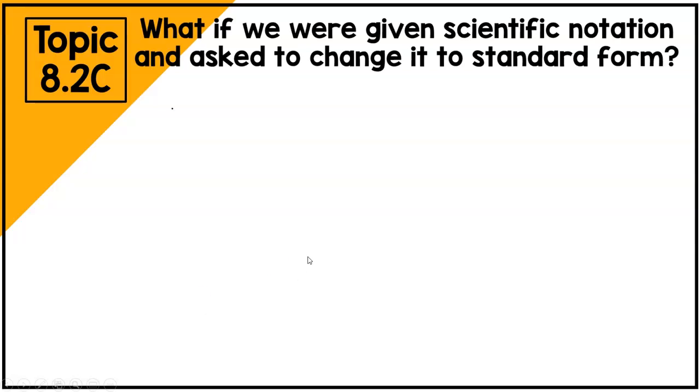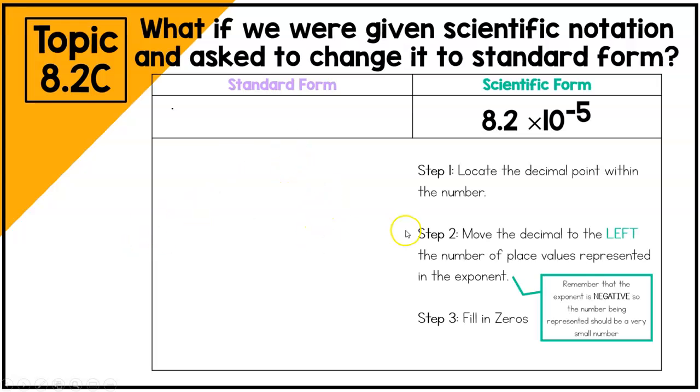Okay, so what if we're given the scientific notation and we're asked to change it to standard form? So again, it's just like we're working backwards. So same thing as yesterday. If we're given the scientific notation, again, our step 1, again, our number is 8 2/10 times 10 to the -5, meaning since our exponent is negative, I'm automatically going to know that I'm making this number, or this number that's being represented, is super tiny since the exponent is negative.